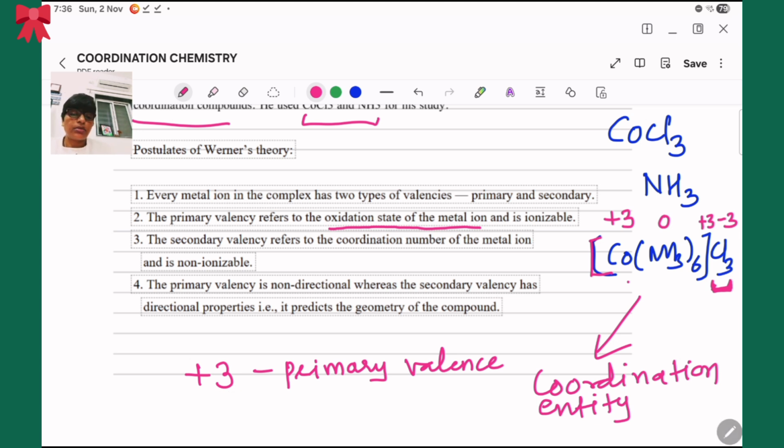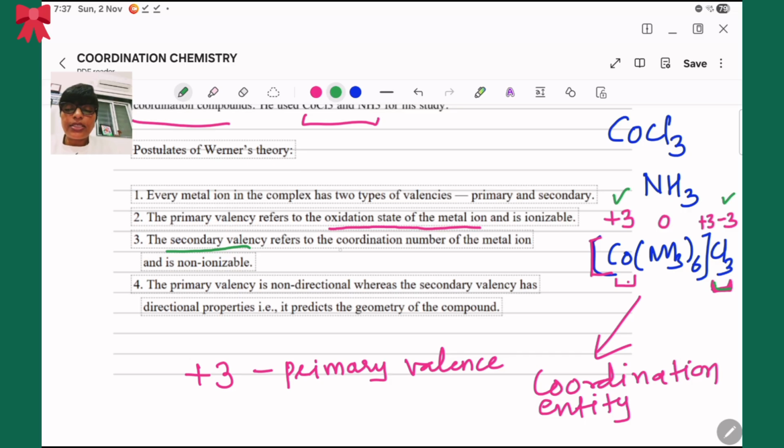Right, it is ionizable, definitely, because you know who's satisfying the +3 charge of cobalt? Naturally, it is chloride, which is -3. So this is +3 and this is -3. So when you put this compound in water, isn't the Cl- getting dissociated? Definitely it's getting dissociated. So you will say that the primary valency refers to the oxidation state, and it's completely 100% ionizable. Now what is the secondary valency?